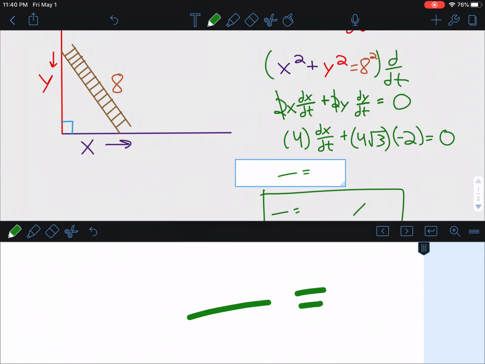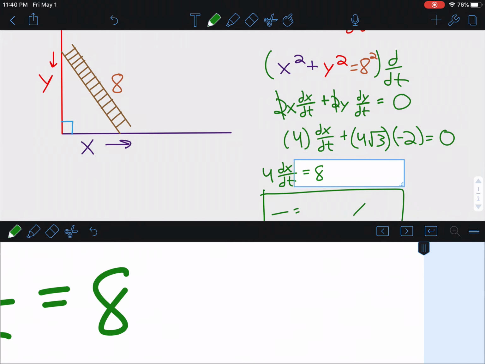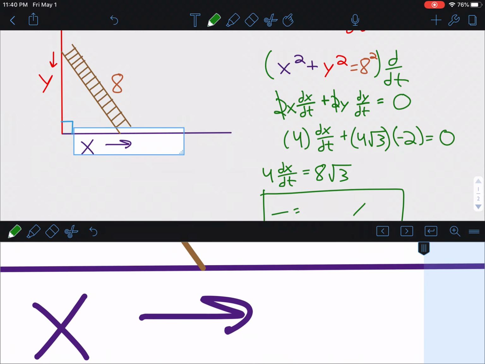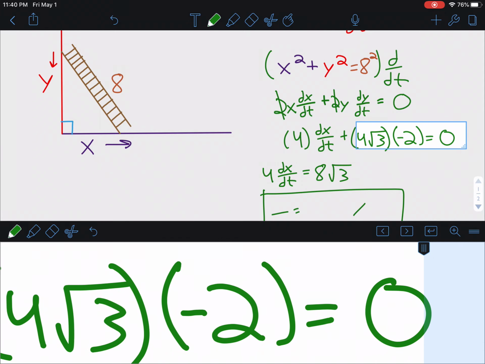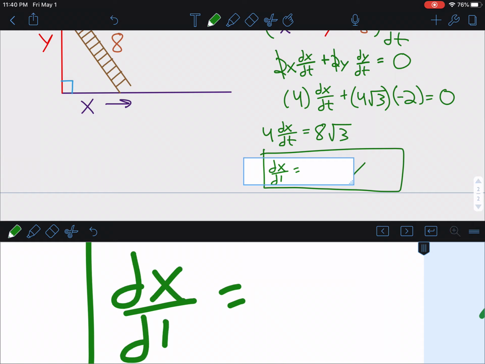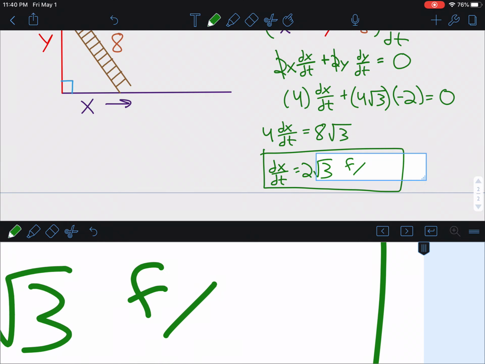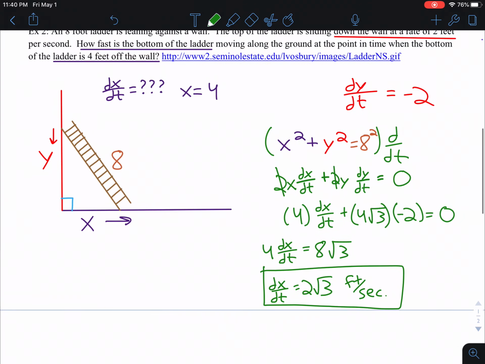So I'm going to get 4 dx/dt. This is negative 8 root 3. Bring it over to the other side, I get positive 8 root 3. And this is important: dx/dt should be positive because the base of the ladder needs to kick out. x needs to get bigger. And that's why it's important to realize that dy/dt had to be negative 2. So ultimately, we're going to get dx/dt is 2 root 3, and the ladder was measured in feet, and we were given time in seconds.